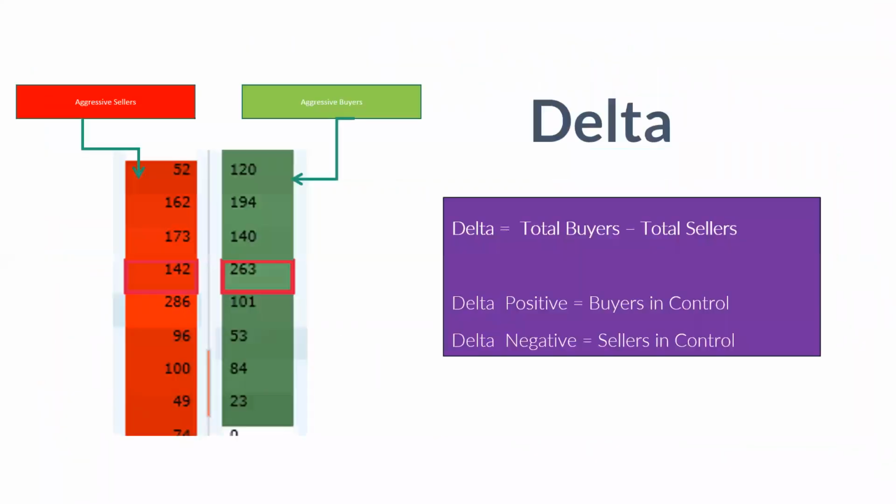So delta, we had seen, is nothing but total number of buyers minus total number of sellers. We get the delta. Delta value can be positive. Positive means buyers are in control. If the value is negative, sellers are actively in control. When I say buyers are in control, there are more buy market orders coming into the system compared to the sell market orders. That means more buy market orders are in demand. If delta is negative, more sellers are in demand.